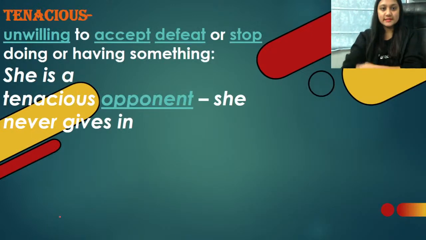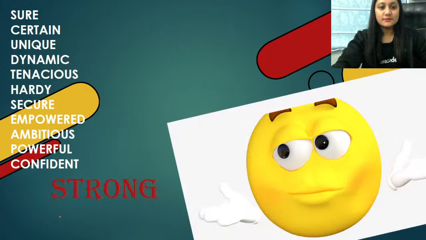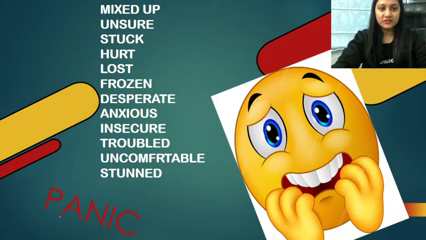Right? Tenacious. It means unwilling to accept defeat or stop doing or having something. When you are unwilling to accept defeat, that means you're super strong, you're super strong-willed at that time. Example: she is a tenacious opponent, she never gives in. So she's so strong as an opponent, and she's never ready to give up in the match. So these were the terms for strong: sure, certain, unique, dynamic, tenacious, hardy, secure, empowered, ambitious, powerful, and confident.